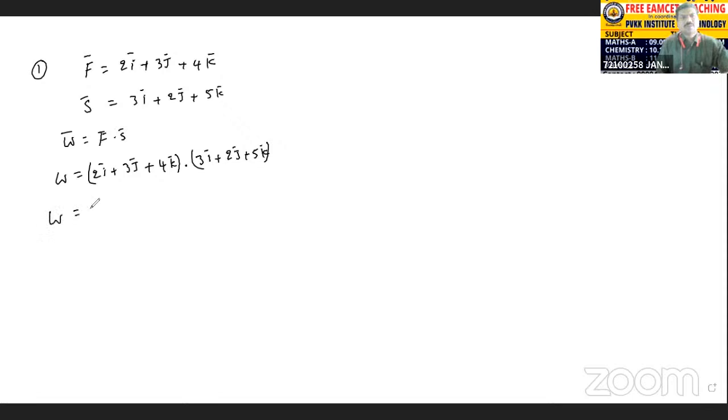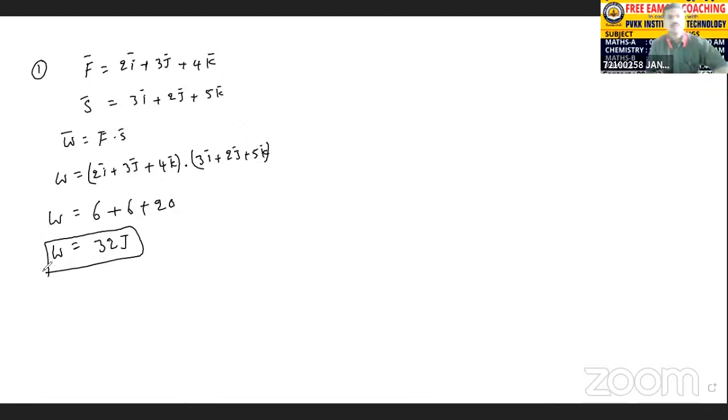So W is equal to, we know that I dot I is equal to 1. 2 into 3, 6. 3 into 2, 6, J dot J is 1, plus 4 into 5, 20, K dot K is equal to 1. So W is equal to 6, 6, 20, that is 32. What is the unit of work? Joules. W is equal to 32 joules. Yes, the option is there, third option.